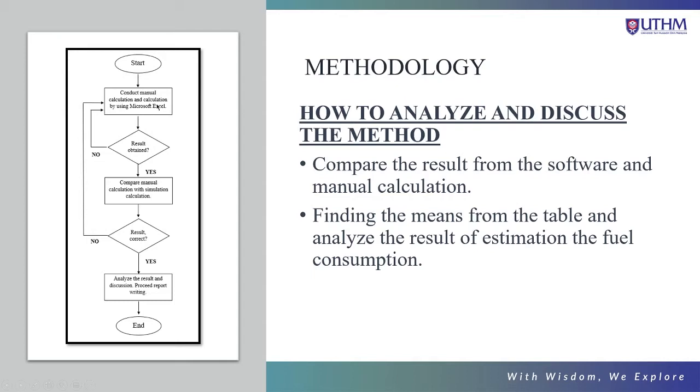So here we can see our flowchart. The flowchart starts with conducting manual calculation and using macros in Excel, for example, and then checking whether the result is obtained, yes or no. If not, we calculate again. If we get the result, we compare the manual calculation and the simulation calculation. If the result is correct, which means the comparison is nearly the same, we will analyze the result and proceed to report writing. So that's all for the methodology.